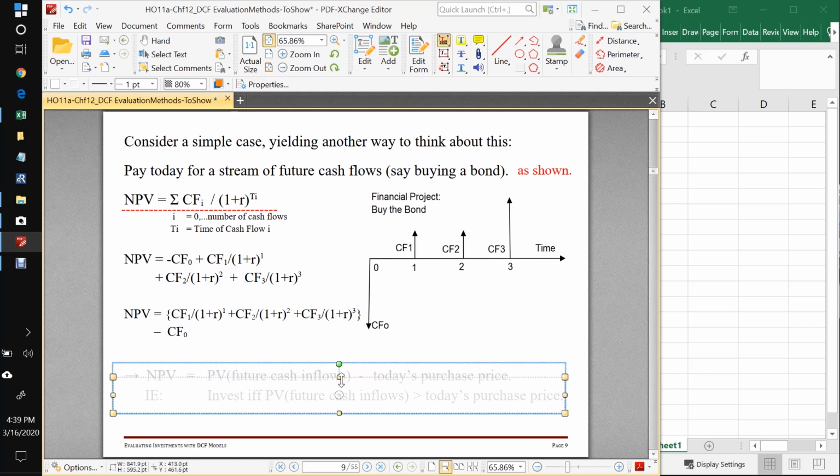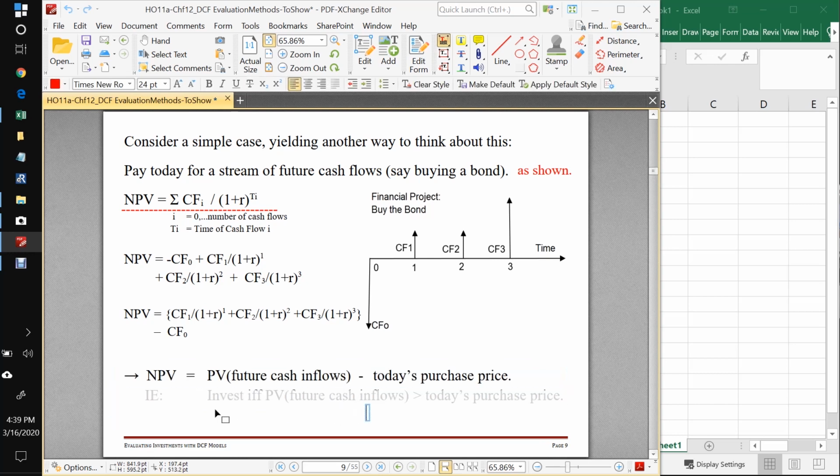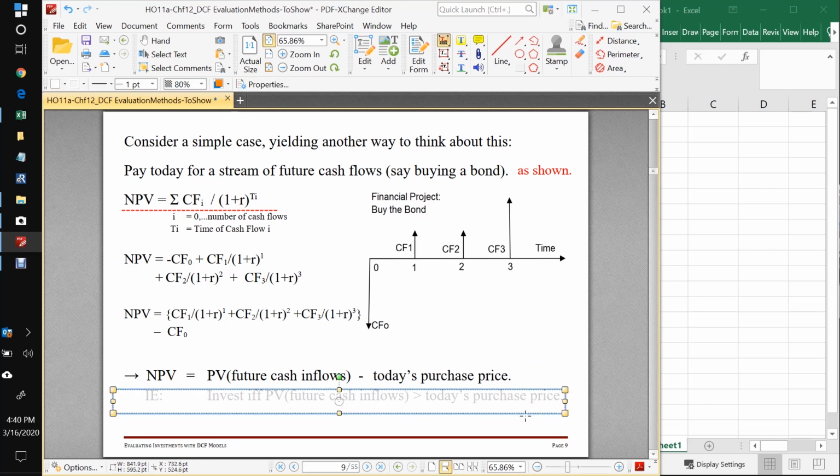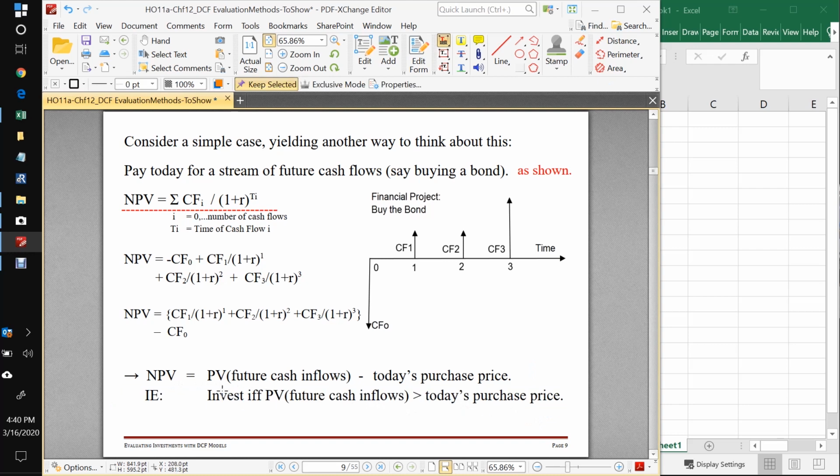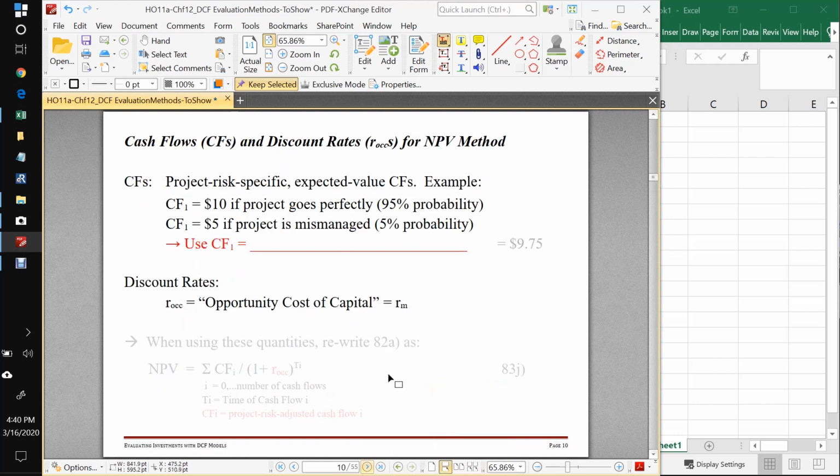So if we organize things in that way, the NPV can be thought of here as the present value of the future cash flows that are promised by the contract minus today's purchase price. So that helps give us a nice qualitative understanding of what's going on here. And with that understanding, we can say we'd want to invest in this project if the present value of the future cash flows is greater than today's purchase price. And if that's not true, then probably we don't want to invest.